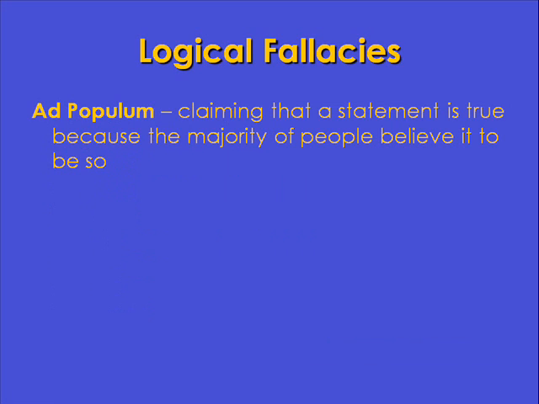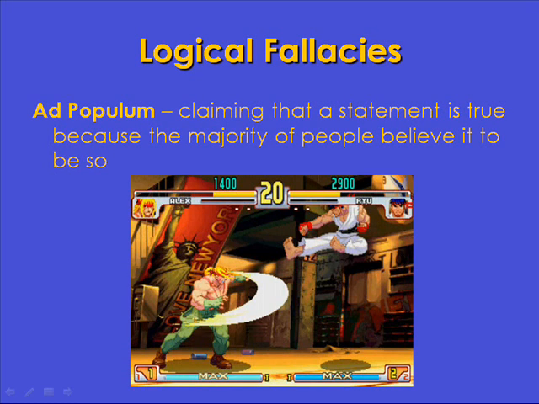If a person is claiming that a statement is true because the majority of people believe it to be so, they are committing the ad populum fallacy. An example would be, video games are making our children more violent. 7 out of 10 people believe that they are, so it must be true. What the majority of people believe is not a valid indicator of what is actually true.